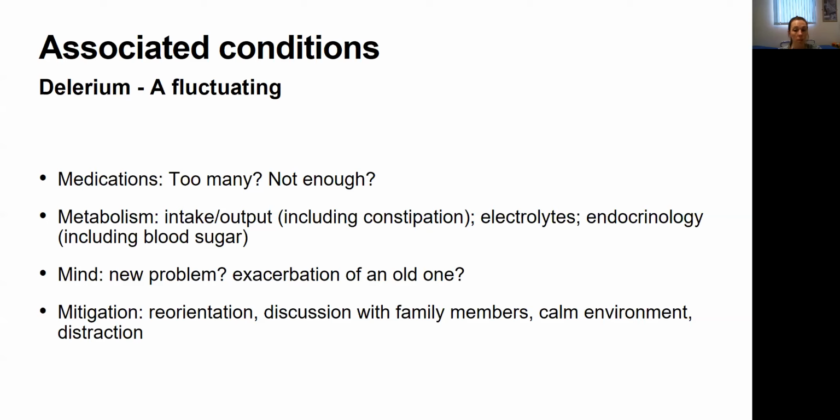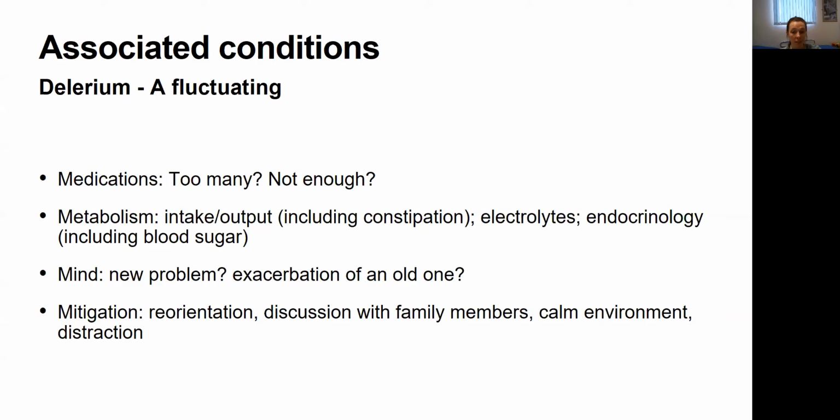Do they have a disturbance in their metabolism? Are they eating and drinking? Are their electrolytes correct? And can they be corrected? How about their thyroid function? How about their blood sugar? Do they have a neurological problem? Is there a CNS lesion? It can be possible to have had a stroke.